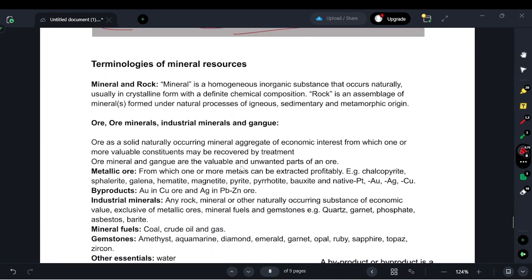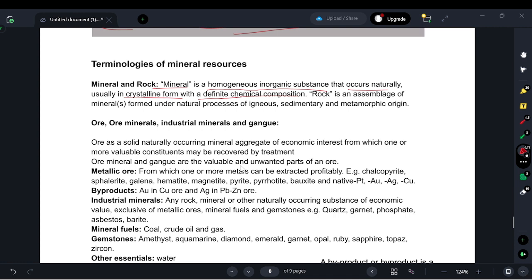Now what is a mineral? This is a very common definition we use everywhere. You should also remember this definition wholeheartedly. You should understand what the definition of a mineral is, and you should write the whole definition. So what is a mineral? It is a homogeneous inorganic substance that occurs naturally, usually in the crystalline form with a definite chemical composition.